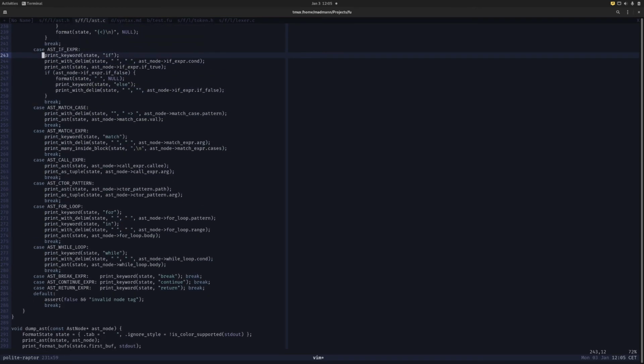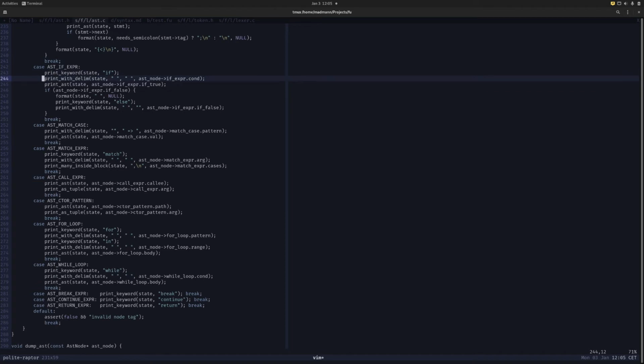So whenever you have an expression or things like this, you have to print or extract the content of the AST node. For an if expression, for instance, you have to print the if keyword, then print the condition and put spaces before and after the condition, then print the AST that is the true branch, and if there's an else branch, then you print a space, then you print else, and then you print the false branch with a space before it. So that's the idea here.